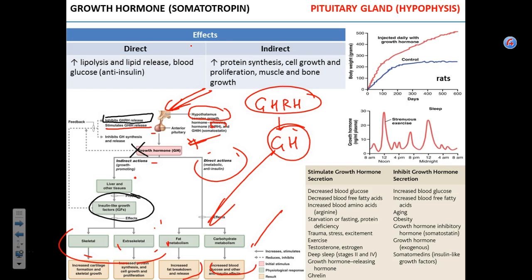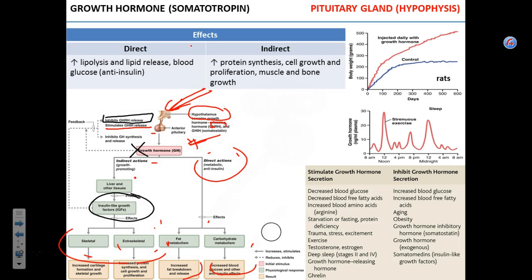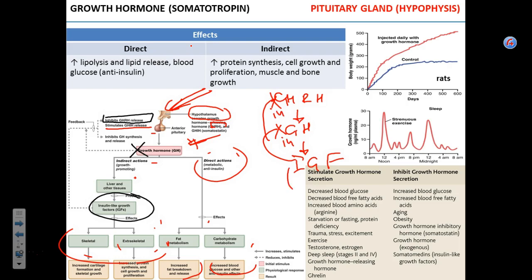Because you picture this regulatory axis. Crosses are inhibition. So you picture this and say, okay, if I bump up IGFs, growth hormone will go down. Does that make sense? It's all about drawing those flowcharts.